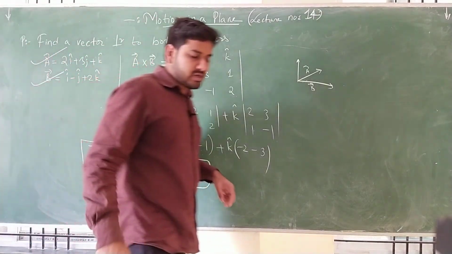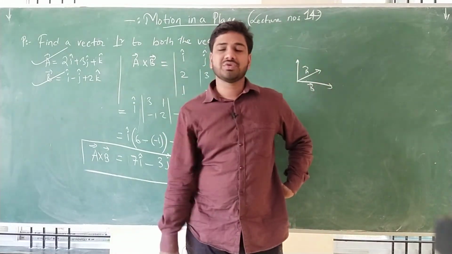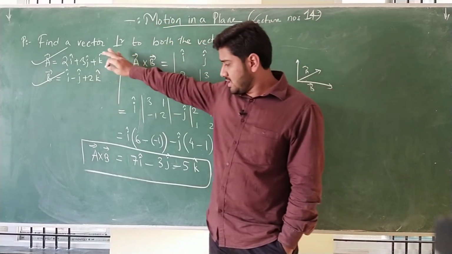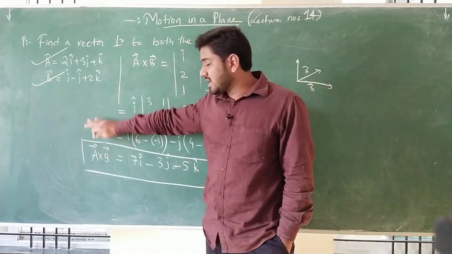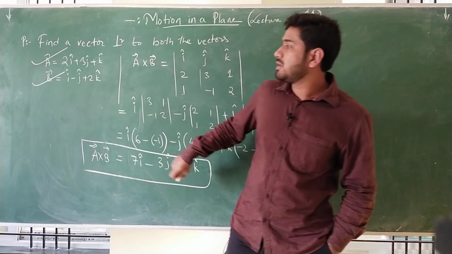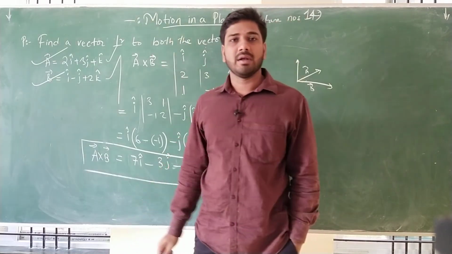So this kind of problems they can ask. They will give some two vectors and they will ask us to calculate the vector perpendicular to both the vectors. Just calculate A cross B and you will get another vector here. So that vector will be perpendicular to this vector and this vector, both the vectors.